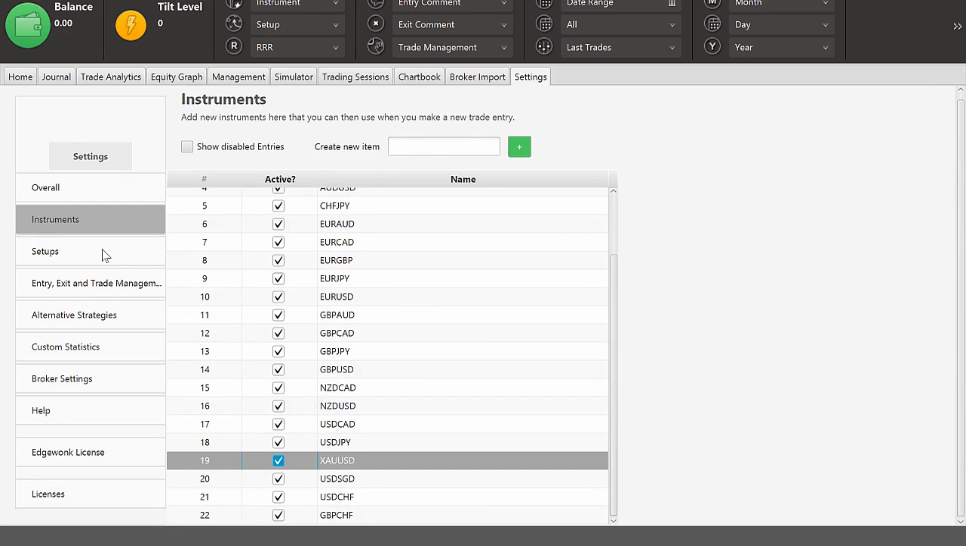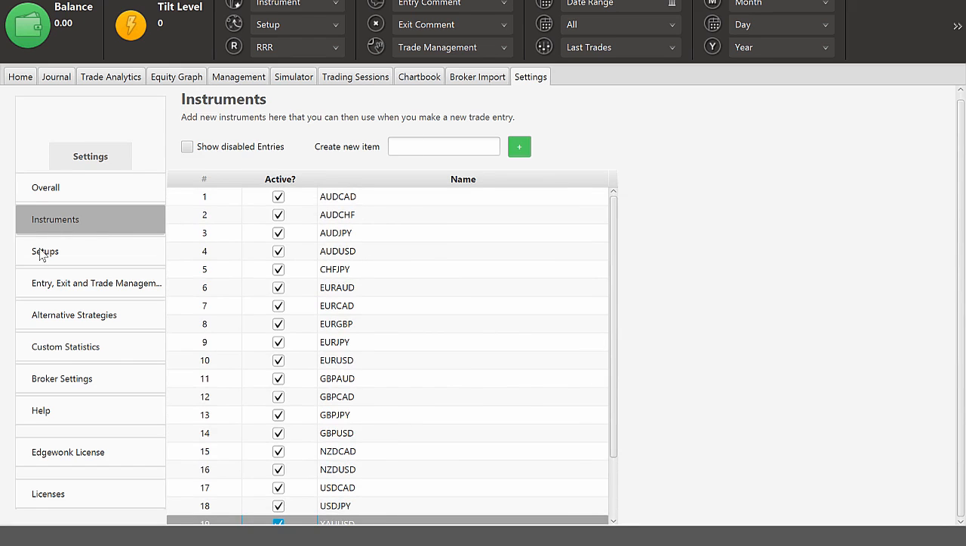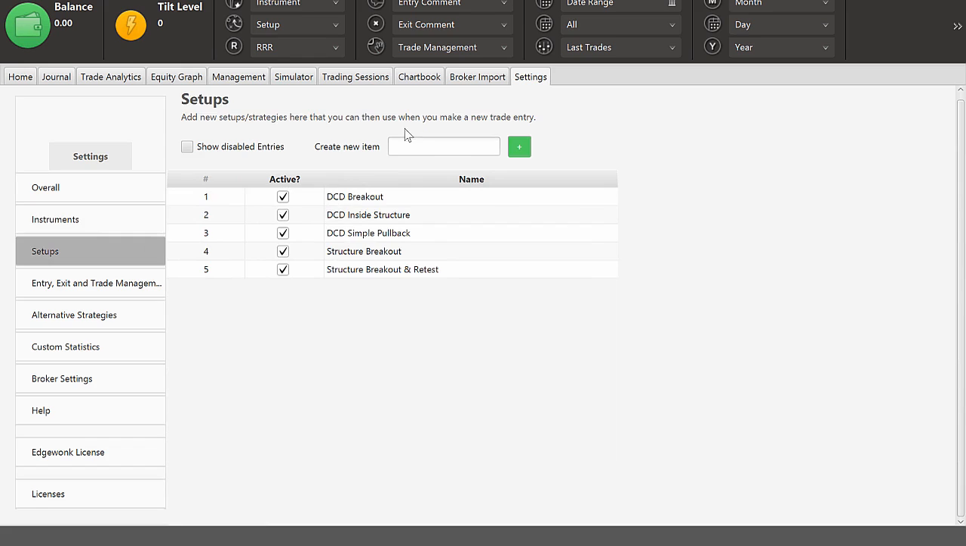So for the setups, this list is also in various places in the forum, where you can simply pause the video. Setups. Those are interesting. If you already finished the class before watching this video, then you can probably guess that DCD stands for drive, channel, drive. So we have a drive, channel, drive, breakout, DCD inside structure, DCD simple pullback, structure breakout, and structure breakout and retest. Let's take a look at examples for each of these.